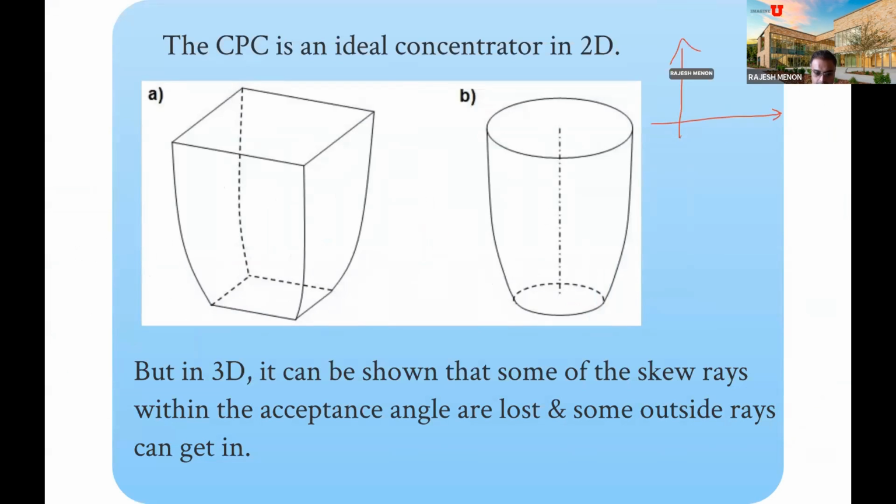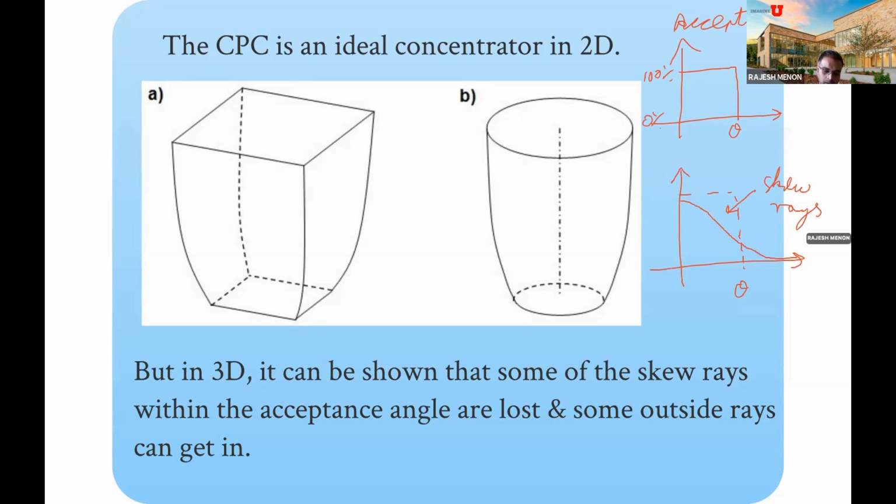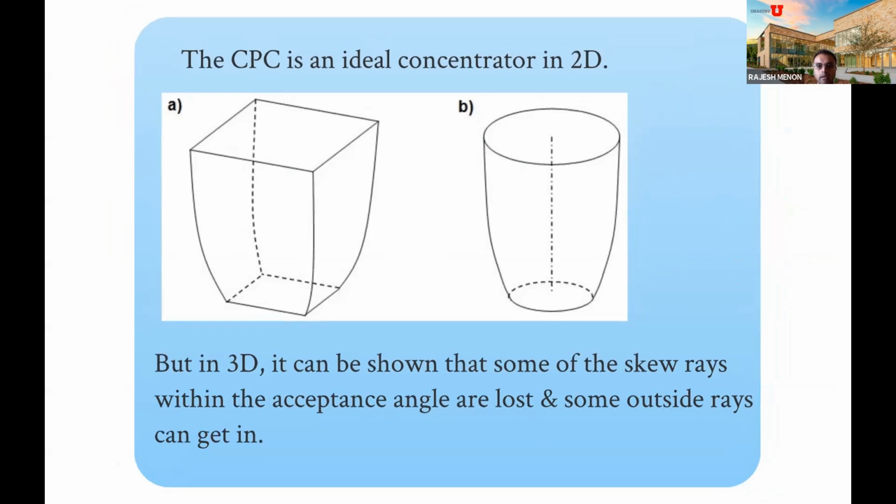So I'm going to show one more thing here. We saw the acceptance criteria for the CPC in 2D had a very nice property, right? It was 100% below the acceptance angle and 0% above. What happens in 3 dimensions is a bit more nuanced. You essentially get a plot which goes like that. So you might have a theta, but it's not 100%. You get this smooth loss of power here. These are due to the skew rays. Something to keep in mind. Okay, very good.